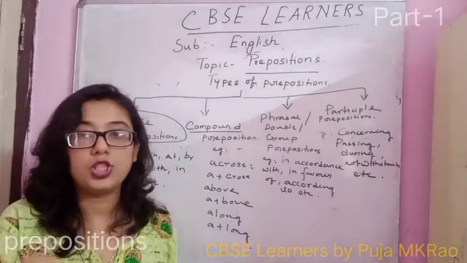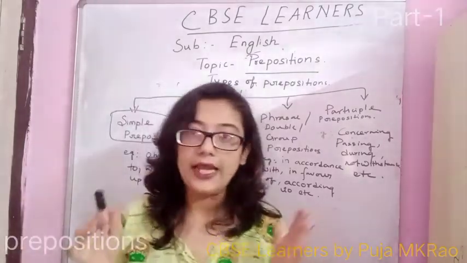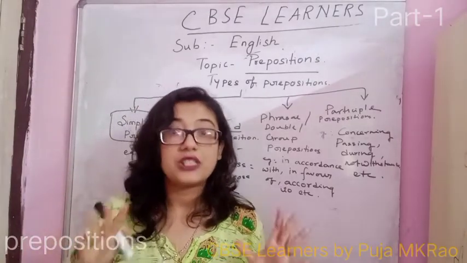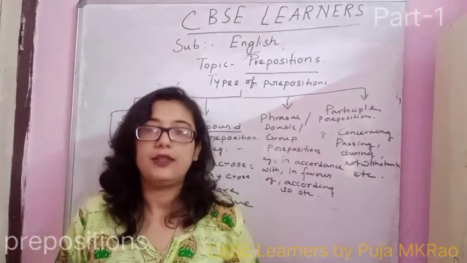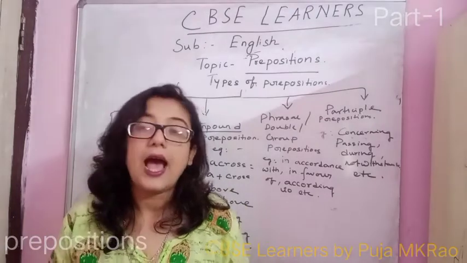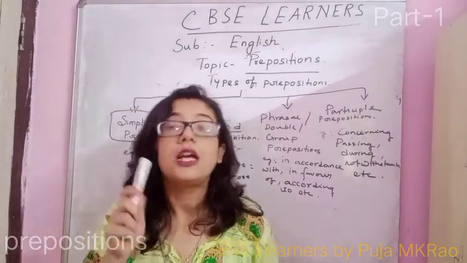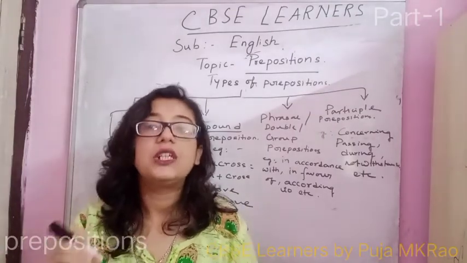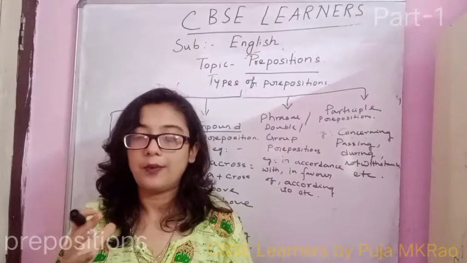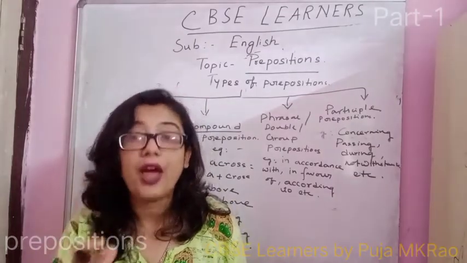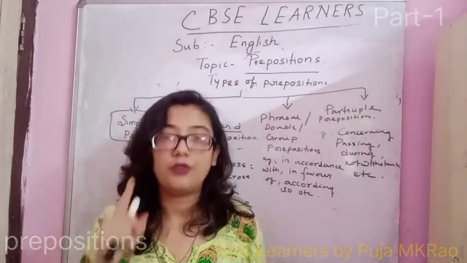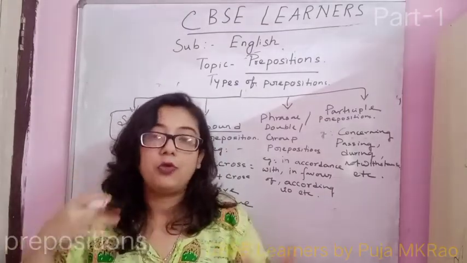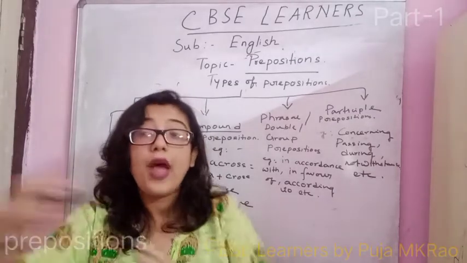Next comes preposition of place. When it informs you about the place of something or someone, where it is located. That is preposition of place. And the third one is preposition of travel and movement. It shows you where it is traveling, what type of movement it is showing, how and where it is showing the movement.